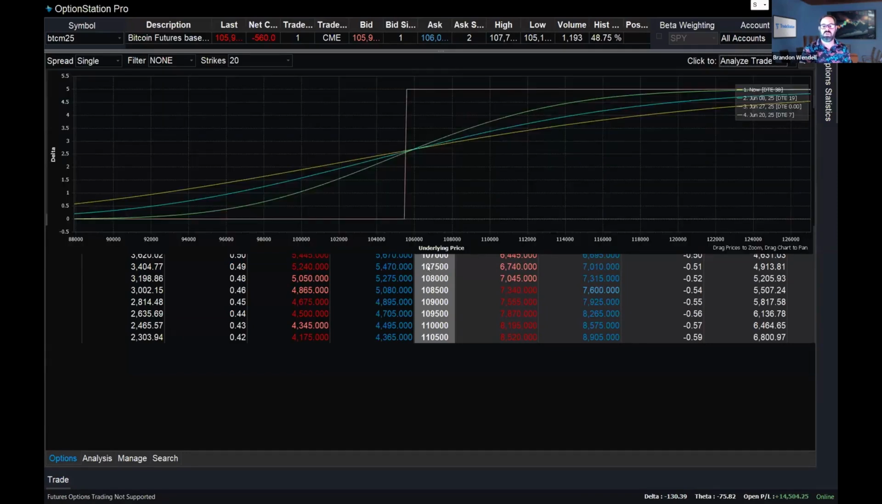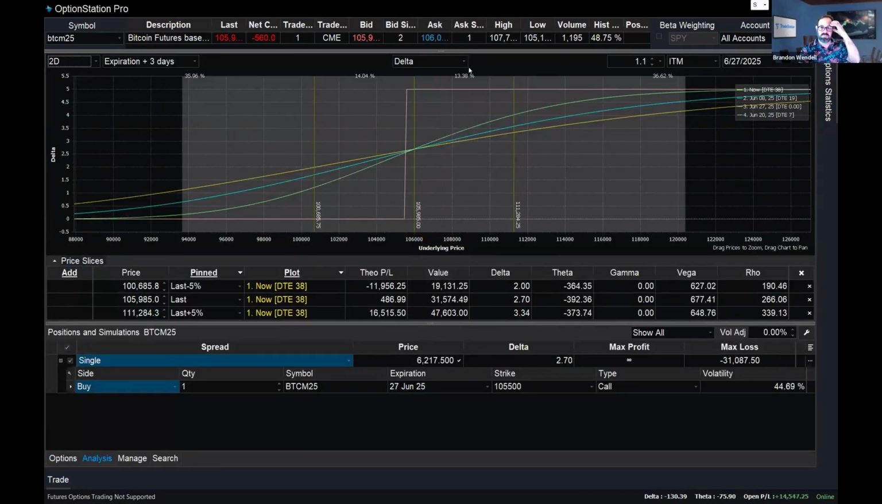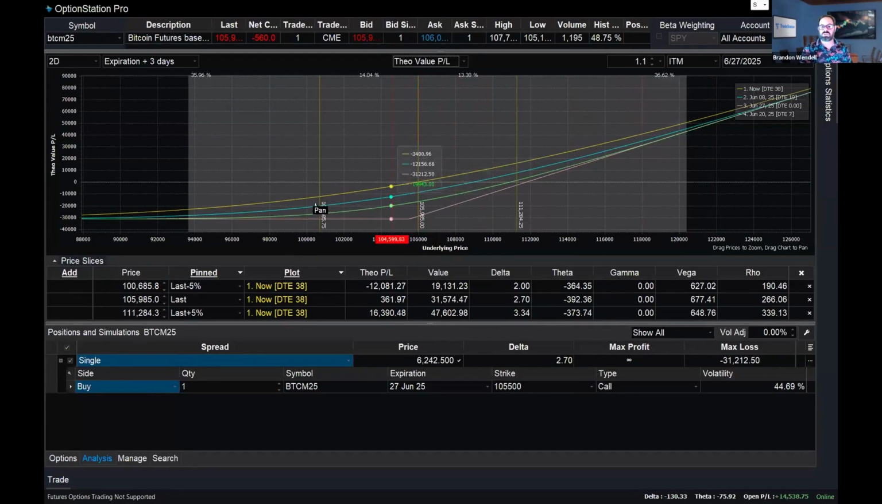And now when I click that position, there we are. That's my call, the risk profile. And I can adjust the price slices, do my analysis. I can see the delta. I can see my theta, gamma, vega, rho if I want to. But yeah, you can do all the analysis you want.